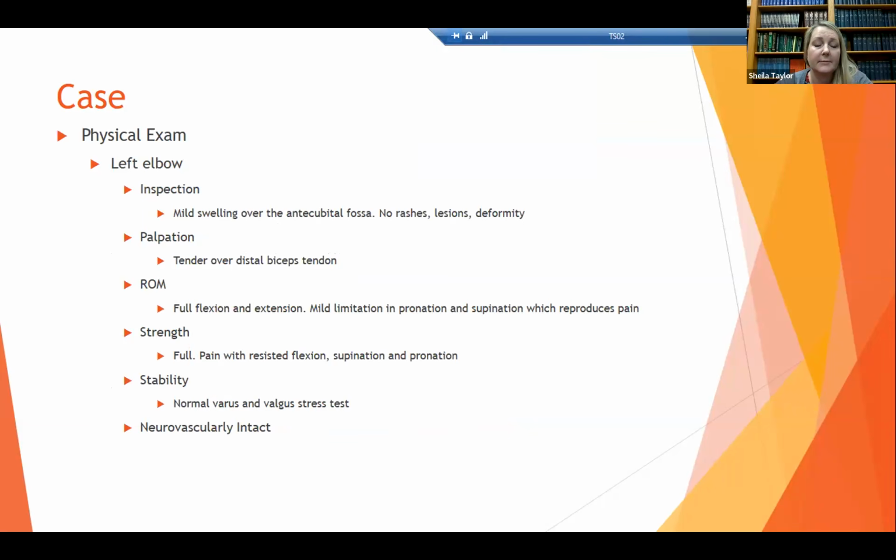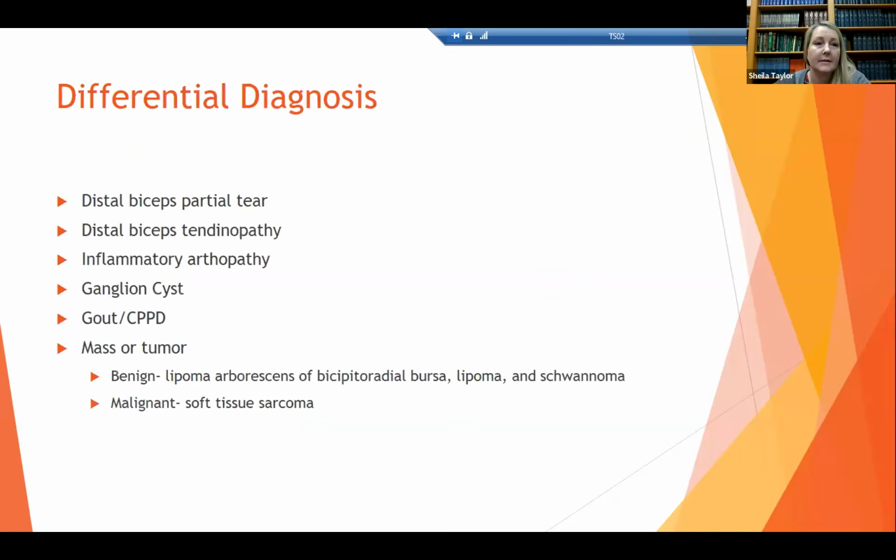She was tender over the distal biceps tendon and in the antecubital fossa. She did have full flexion and extension, with mild limitation in pronation and supination, and both of those motions reproduced her pain. She did have full strength, but pain with resisted flexion of the arm, supination, and pronation, and normal stability testing, and she was neurovascularly intact.